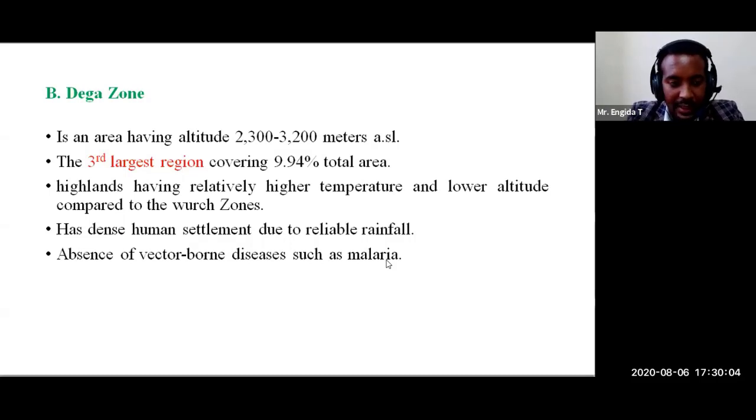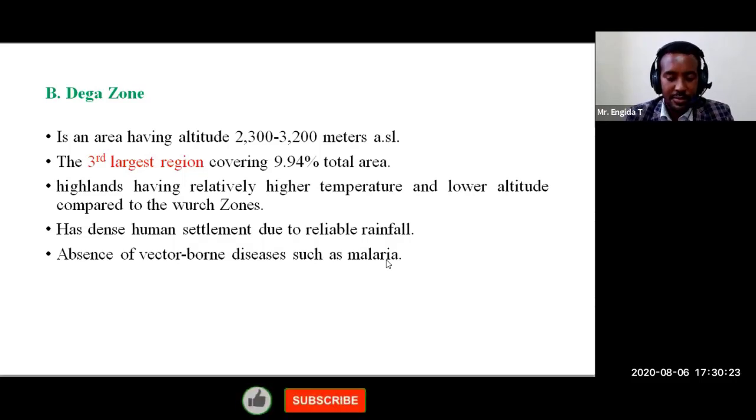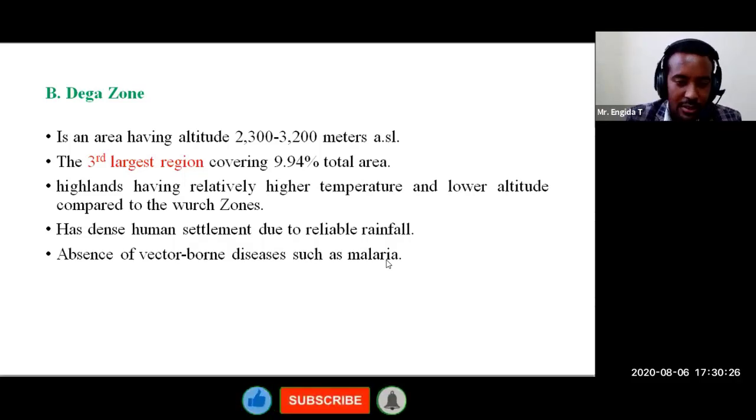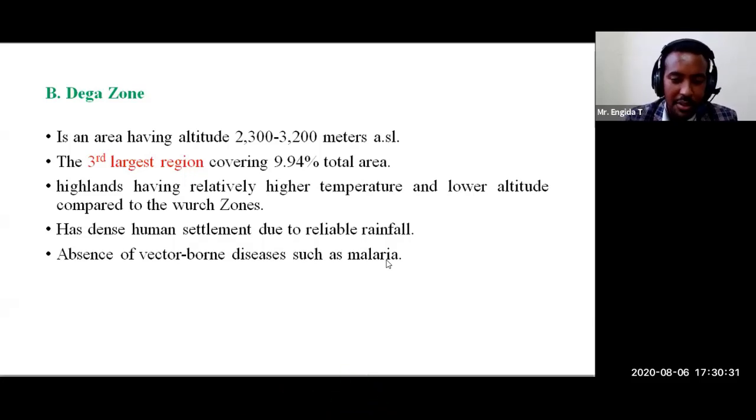The second one is the Daga zone. Okay, this region has an altitude of below 3,200 meters, but above 2,300 meters. Places having an altitude between 2,300 meters and 3,200 meters are grouped under one category, one region, and named as Daga region.